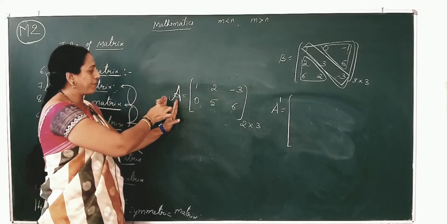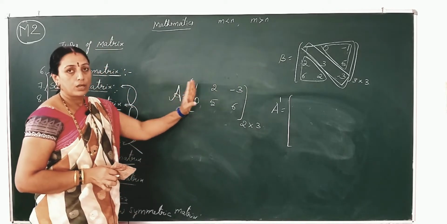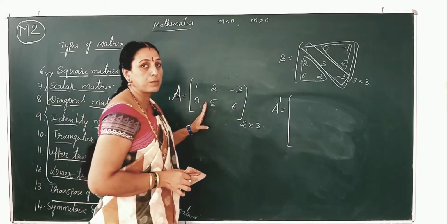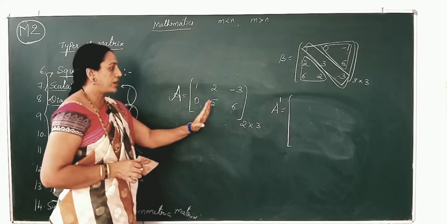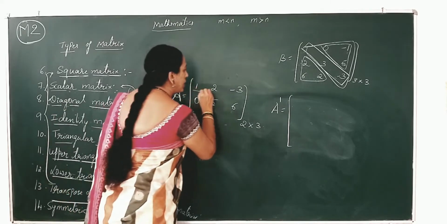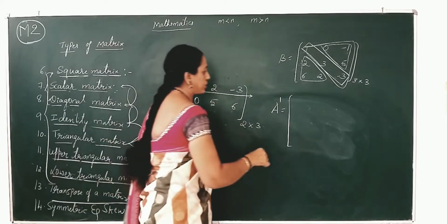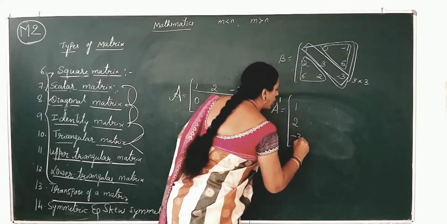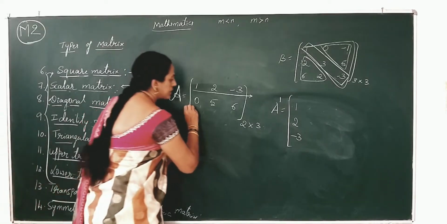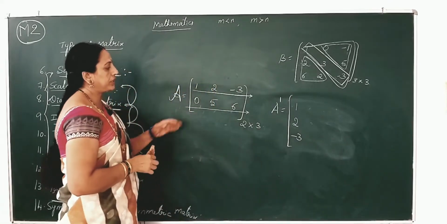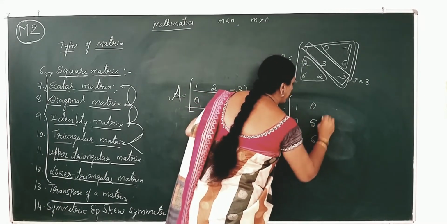So for whatever example matrix you have chosen, if you represent the rows as columns and the columns as rows, it is the transpose of a matrix. Rows and columns interchanged in the given matrix is called the transpose of a matrix. It means the first row: in the given example, 1, 2, -3 are the elements of the first row and can be represented in the first column. I am representing the elements of the first row in the first column. Similarly, 0, 5, 6 are the elements of the second row and can be represented in the second column.